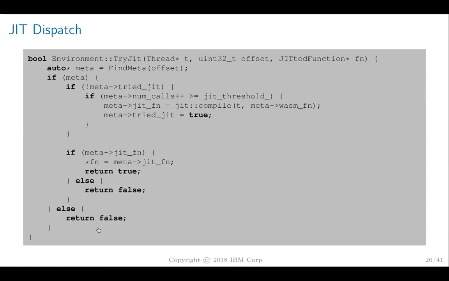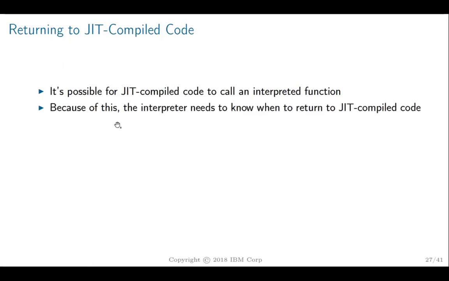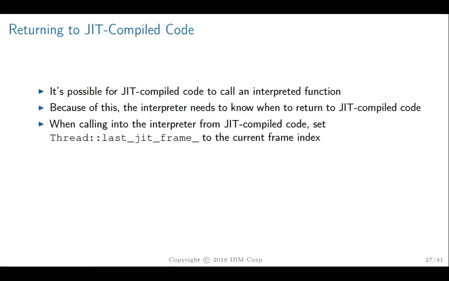Another interesting problem is that it's actually possible for JIT compiled code to call an interpreted function. And because of this, the interpreter needs to know when to stop. Essentially, when it normally encounters a return opcode, it'll pop the return address and keep going, which is not what we want. We want it to return to the JIT compiled code. So we have to keep this little thing around called last JIT frame, which is essentially just a value for telling the interpreter when it should return.